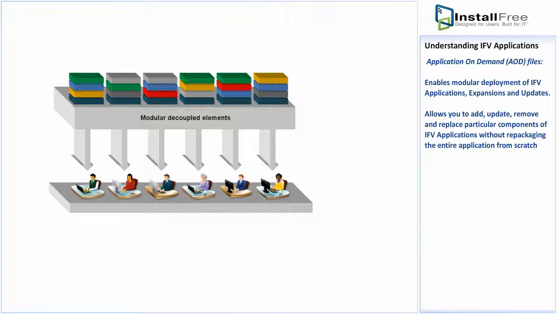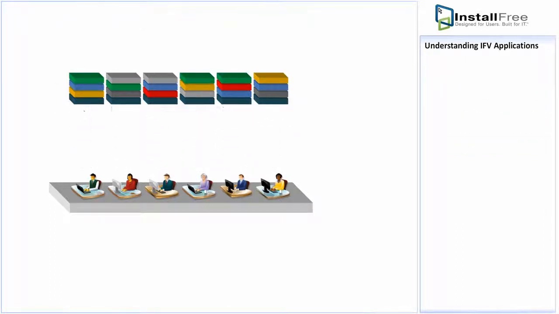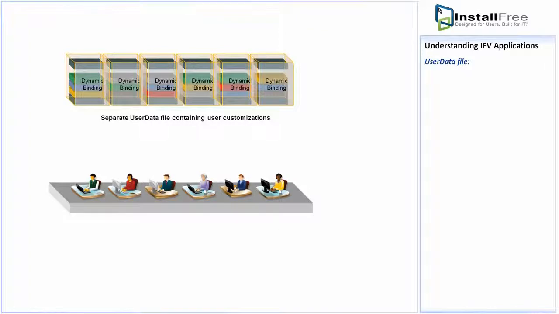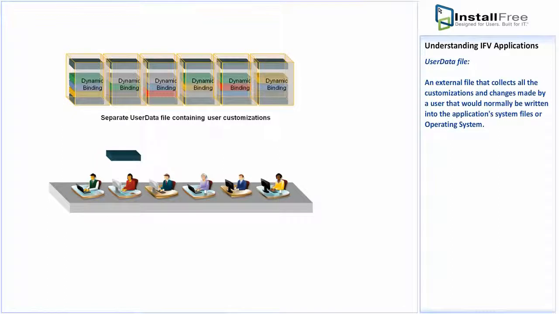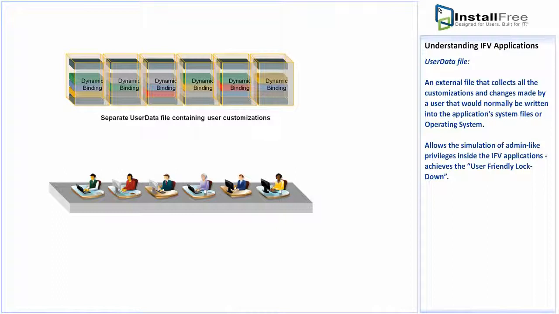Now, the dynamic binding I've just mentioned also plays a role in the convergence of the user data file with the rest of the application to create the user's own customized application without changing the original AOD image. This user data file, known as the AOK file or Application Output Keeper, is an external file that collects all customizations and changes made by a user that would normally be written into the application system files or even written into the underlying OS. This allows the simulation of administrator privileges inside the IFV applications. It's how we achieve a user-friendly lockdown.